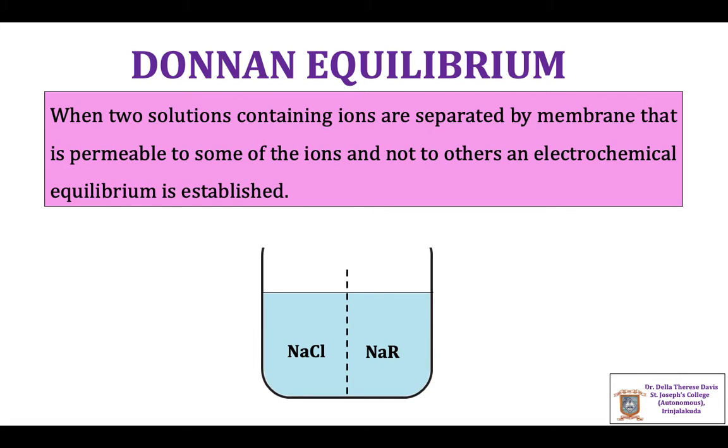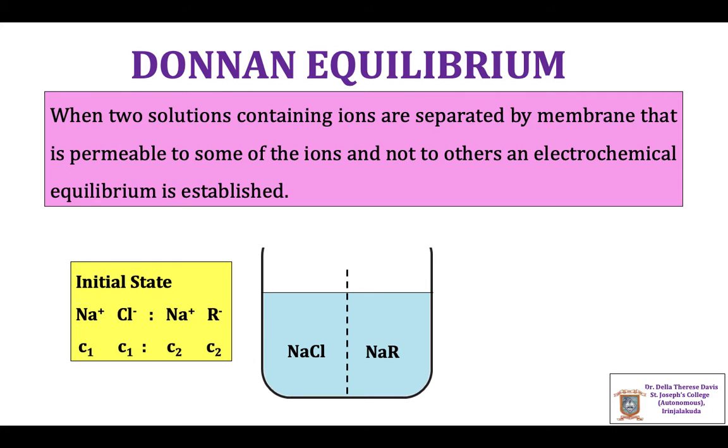Let us consider an example in which a solution of sodium chloride is separated by a dialysing membrane from a solution of NaR, where R⁻ is the large non-diffusible anion. Let the initial concentrations of NaCl, that is, the concentration of Na⁺ and the concentration of Cl⁻, be C1, and the initial concentration of Na⁺ and R⁻ be C2.